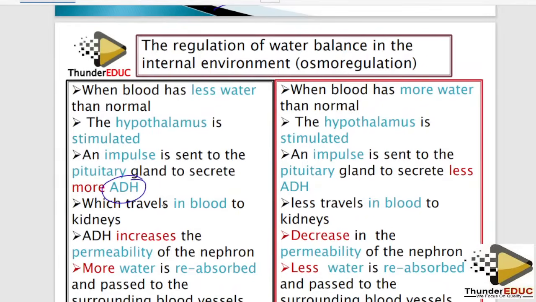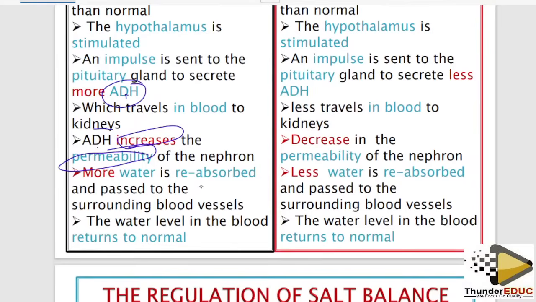Then this ADH is going to travel in the blood to the kidney. Where exactly in the kidney? In the nephron. What's the function of that hormone? It is to increase the permeability of the nephron. And then after that, water is reabsorbed back to the blood, meaning that less is lost as urine. So the water level in the blood returns back to normal.